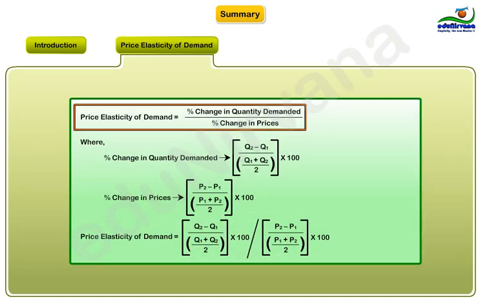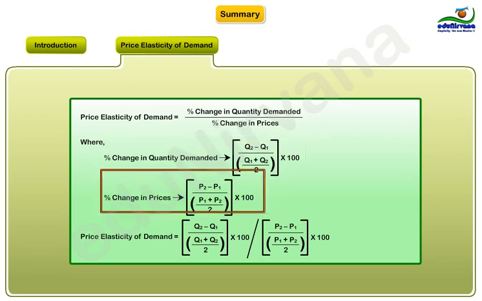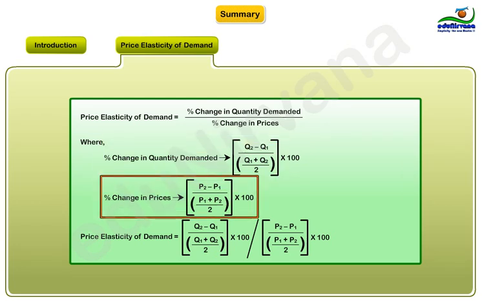Price elasticity of demand is equal to percentage change in quantity demanded divided by percentage change in prices, where percentage change in quantity demanded is calculated as (Q2 minus Q1) divided by ((Q1 plus Q2) divided by 2), whole multiplied by 100, and percentage change in prices is calculated as (P2 minus P1) divided by ((P1 plus P2) divided by 2), whole multiplied by 100.